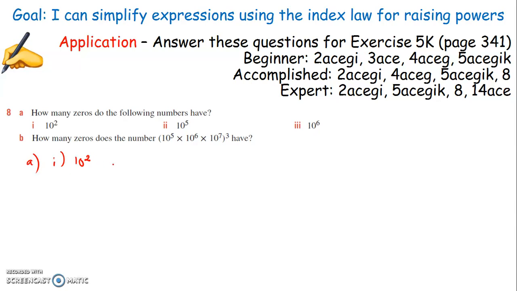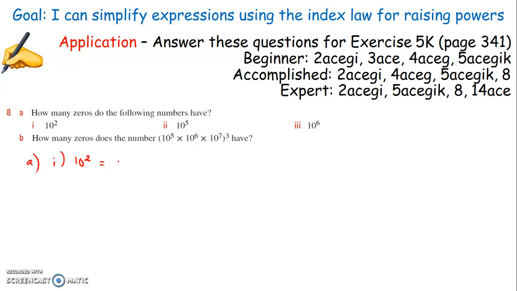There's a couple of ways that we can do this. You can put this into the calculator and work out what the answer is. But what I'm going to do here is do it by hand, and hopefully by doing this by hand, you can see the pattern. So let's go through it.